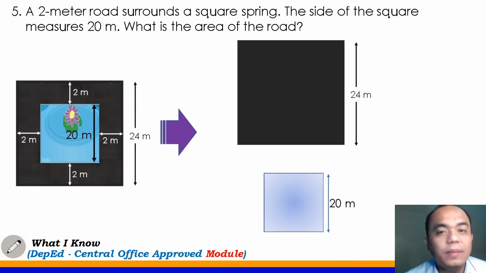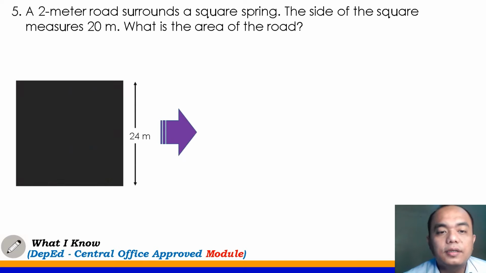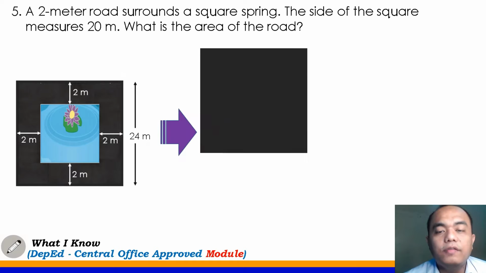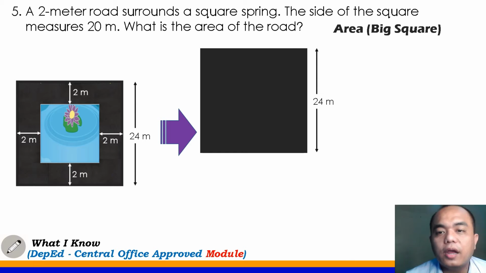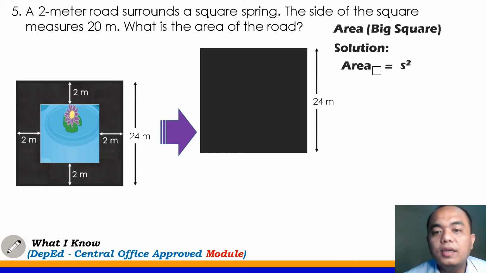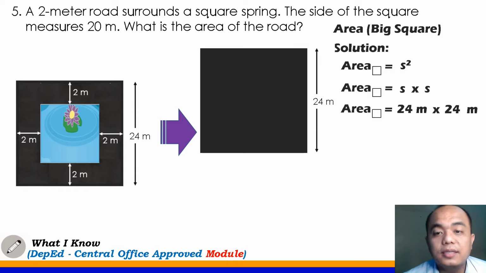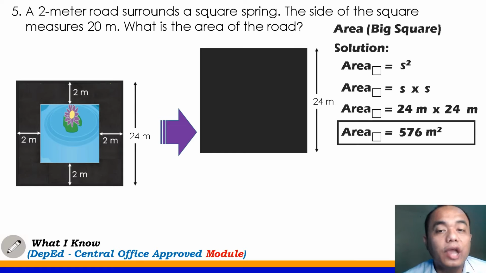So, having these dimensions, we can now solve for the area of these 2 squares. So, let's have first the area of the big square. So, here's the solution. Area of the square equals s squared, or s times s. So substitute, that's 24 meters by 24 meters equals 576 square meters. Ito yung area ng ating big na square.